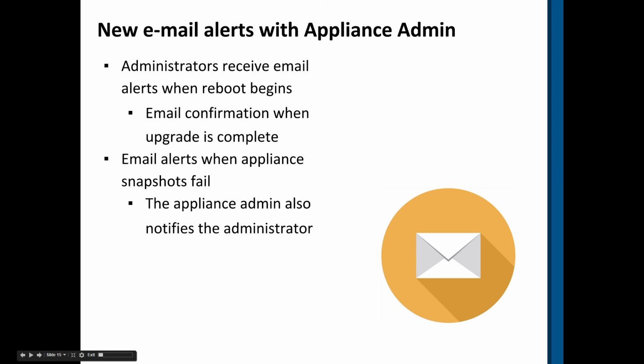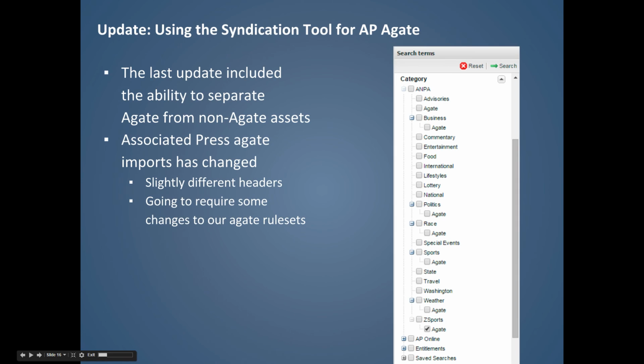Okay, another thing that we've got going on here, we're going to cover several different updates of some prior features. We're just about on the home stretch of today's webinar. During the last update, we got the ability to see Agate content in the syndication tool, actually separated out by a little Agate subcategory. This is working pretty good.